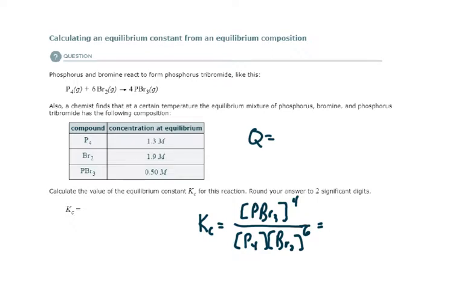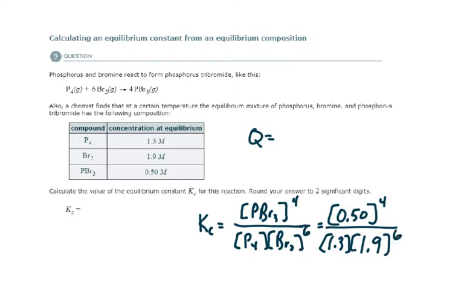So if I take the equilibrium concentration of phosphorus tribromide, it's 0.5. Kc doesn't have units, so I'm just going to omit putting the capital M there. This is raised to the fourth power. It's going to be divided by 1.3 times 1.9 raised to the sixth power. Okay, so let's put this in a calculator and see what we get.